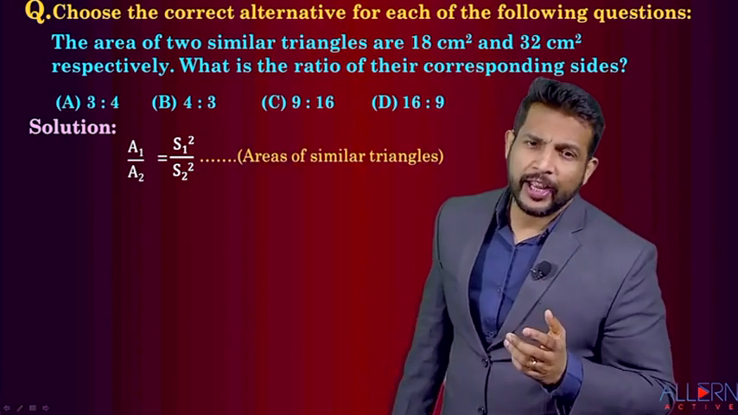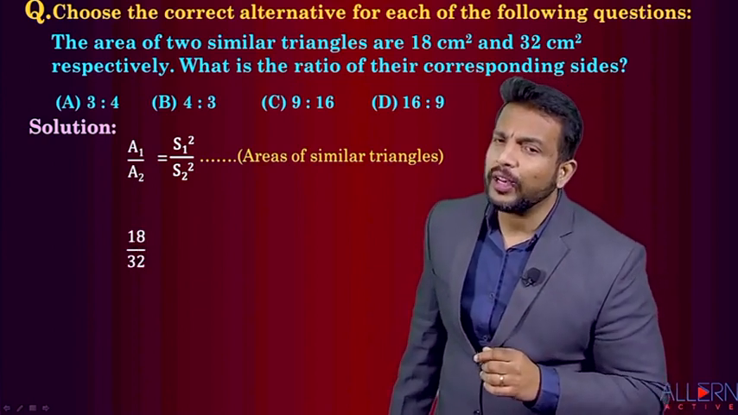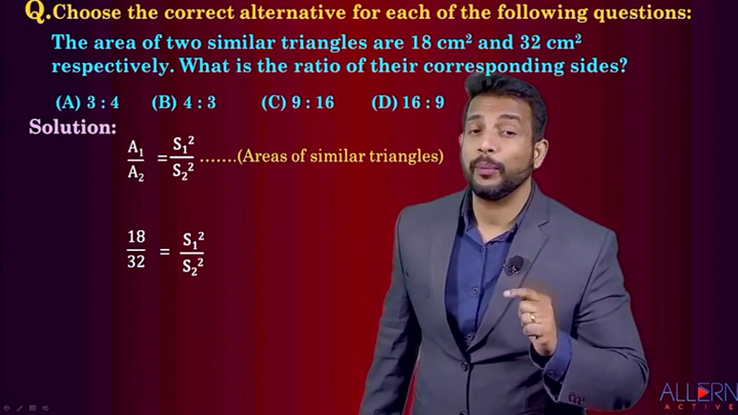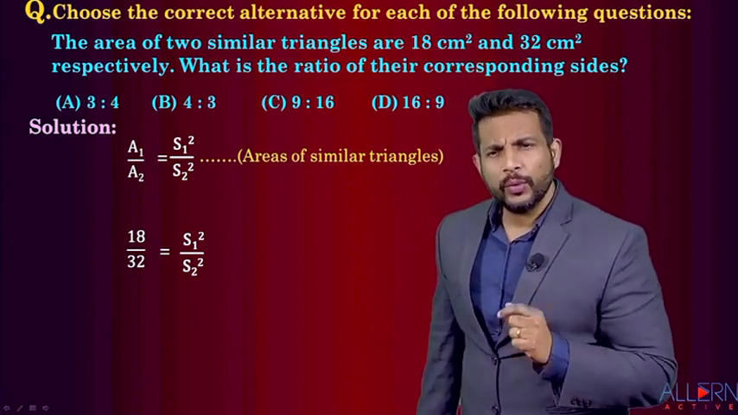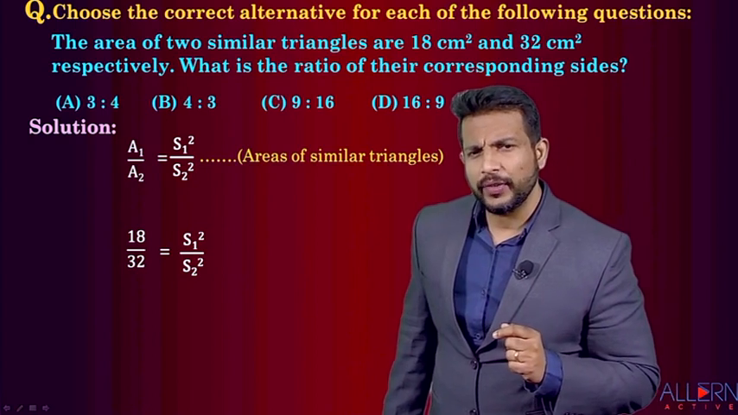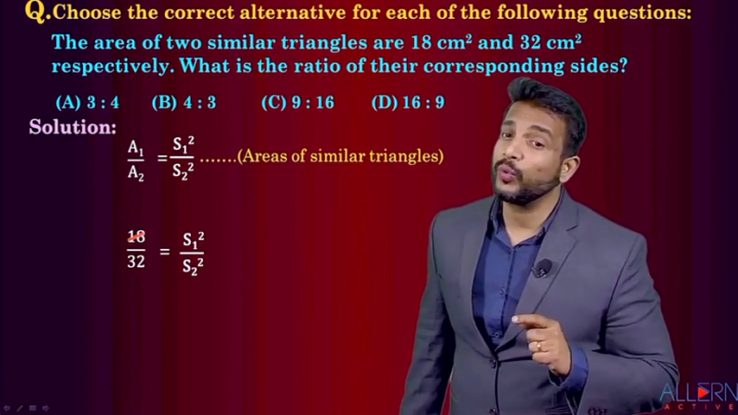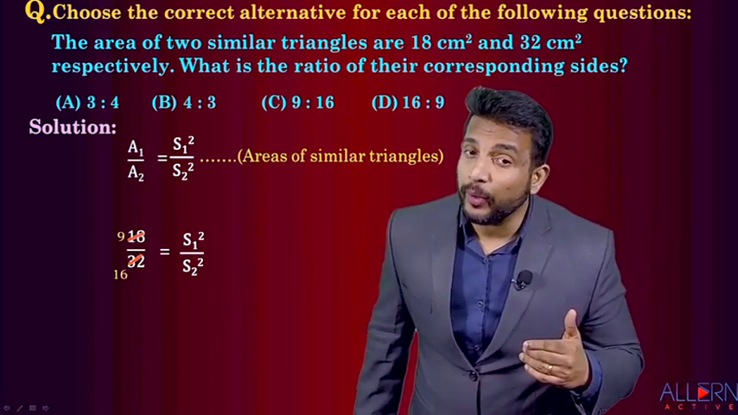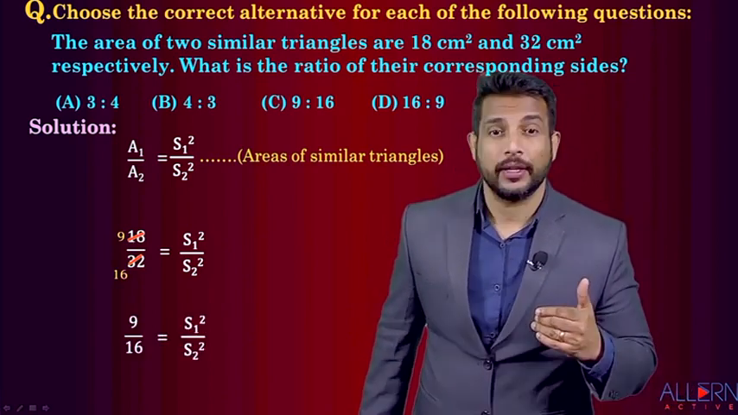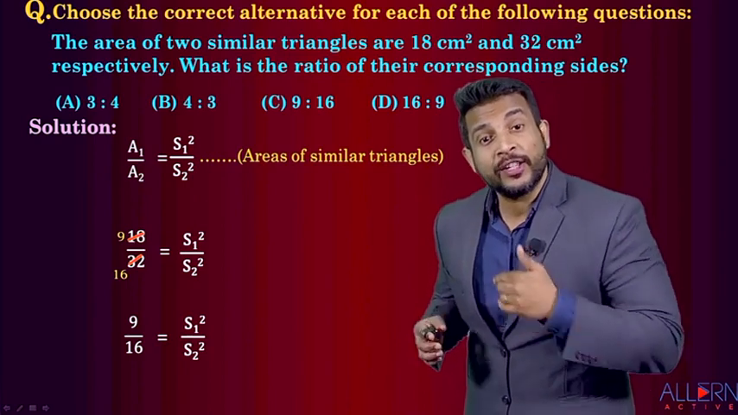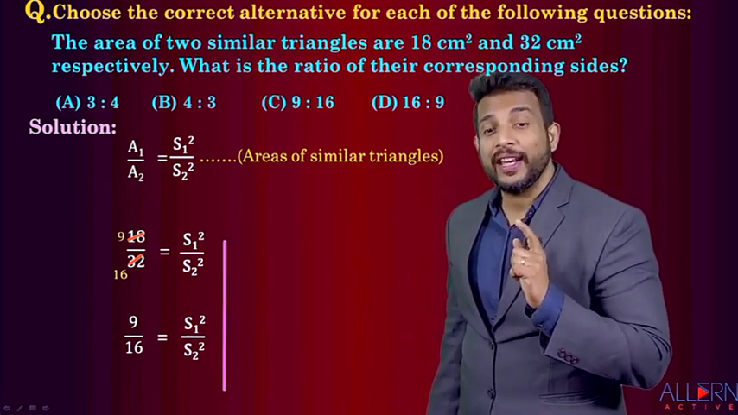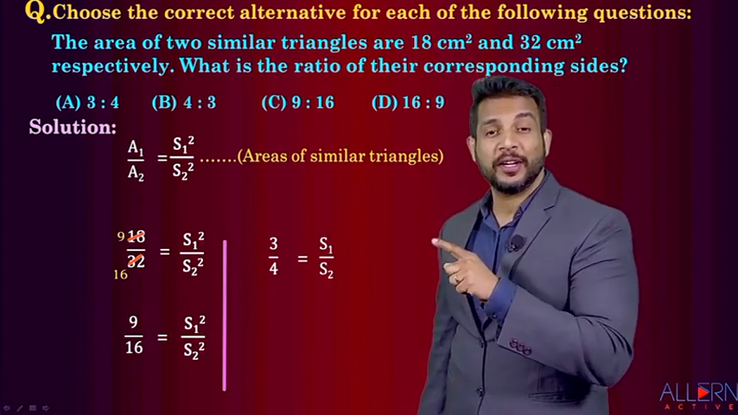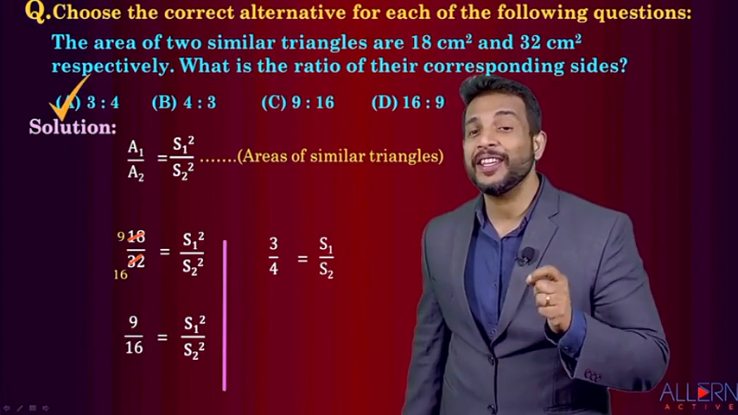The reason we know areas of similar triangles, just substitute the value A1 upon A2. We know it is 18 upon 32 is equal to S1 square upon S2 square. Now we can do the cancellation there on the left hand side. Both are divisible, right? Both are divisible by 2. So it is 2 9s and 2 16s. So what do we get is S1 square upon S2 square is equal to 9 upon 16. But we want S1 upon S2. So we take square root on both sides. So square root of 9 is 3 and square root of 16 is 4. That means now we get the ratio of the corresponding sides is 3:4.